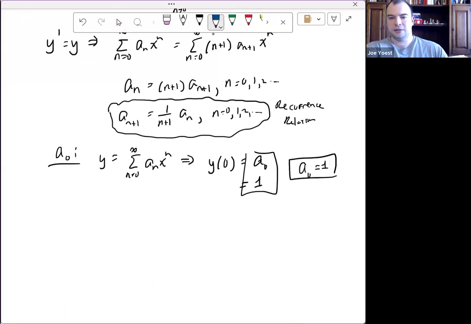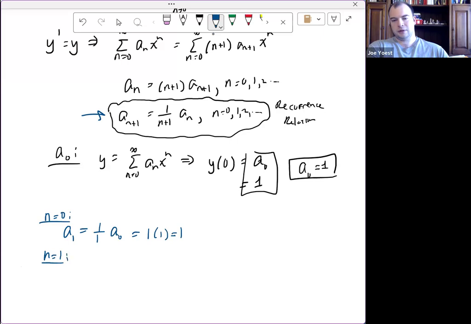But now I can use my recurrence relation. When, say, n equals 0, I have a sub 0 plus 1 in the subscript, which gives me a1 equals 1 over 0 plus 1, which is 1, times a naught, which is just 1 times 1, or 1. So a1 equals 1. When n equals 1, I get a sub 2, since 1 plus 1 is 2, equals 1 half a1, or that's 1 over 2.